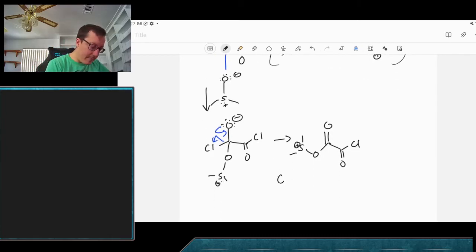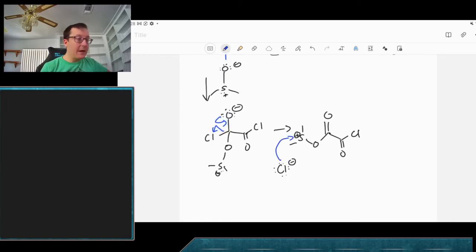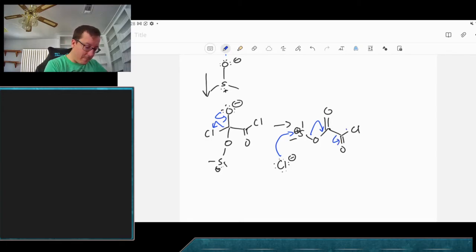Chloride is going to come and attack the positive sulfur. And here's the really interesting part. We're going to end up making a whole bunch of gases here, just like before. Once that chloride attacks, we're going to form CO2, carbon monoxide, and another chloride.